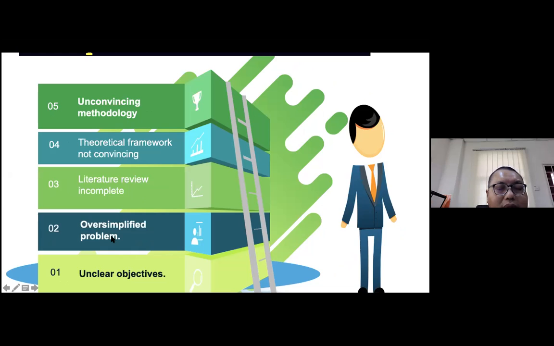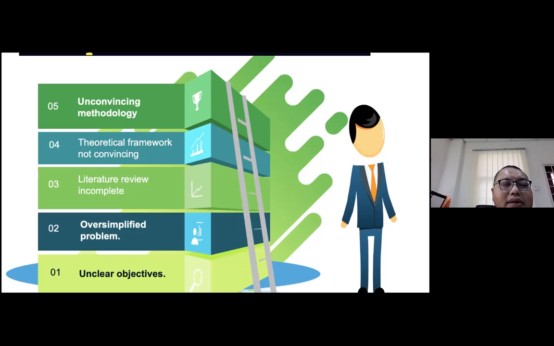And then oversimplified problems. You need to understand the problem statement is very important. Last time during the talk of Prof Latif, he mentioned how to find a good problem statement. A good research should come from a good problem statement. And the third thing is if you have an incomplete literature review, this needs to be taken care of at the early stage, not after you have submitted your thesis. Now you just realize, oh, this is not enough, that is not enough, and so on, and you start adding to your thesis.